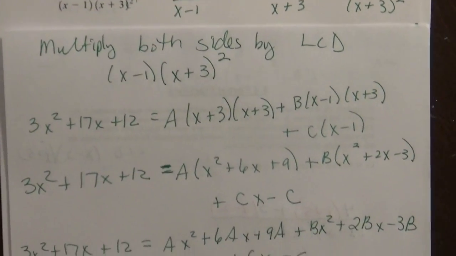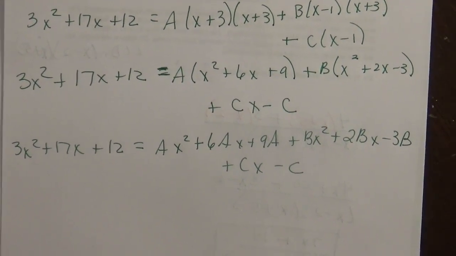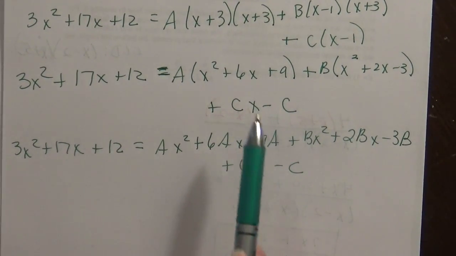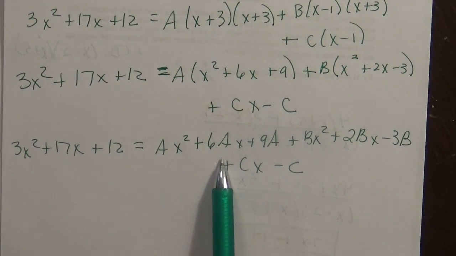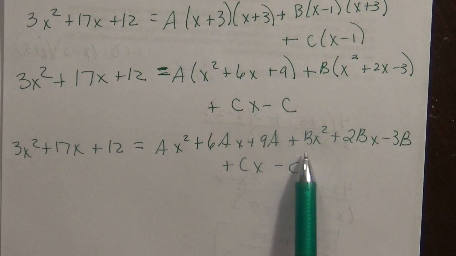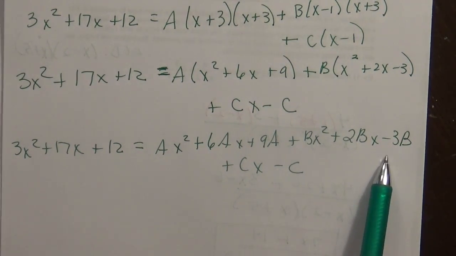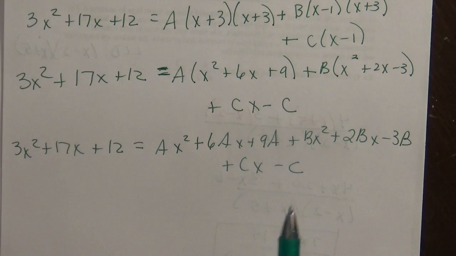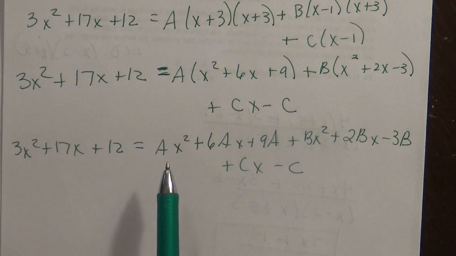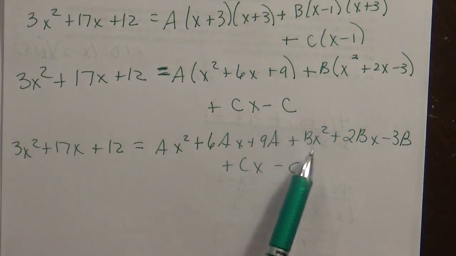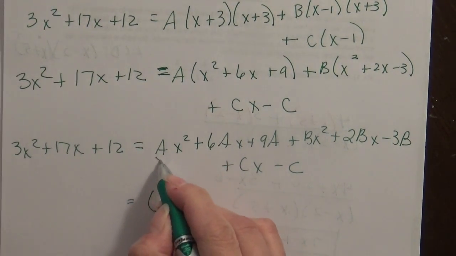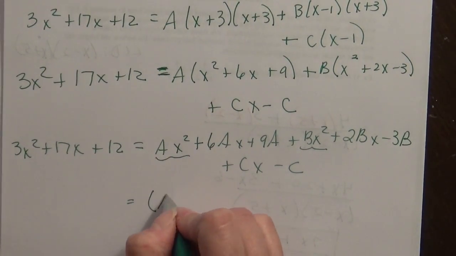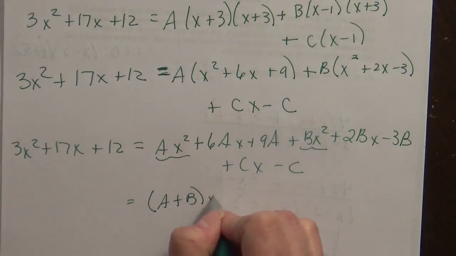I'll read through that again. So after I distributed the a and the b, I'm left with, on the right side, ax squared plus 6ax plus 9a plus bx squared plus 2bx minus 3b plus cx minus c. And now we're going to start grouping: find all your x squared terms and combine those. So you're going to have parentheses, you've got the ax squared, the bx squared, so you can write that as a plus b times x squared.